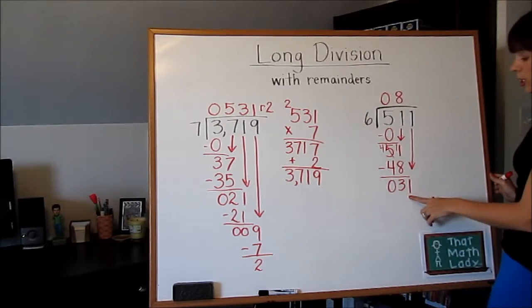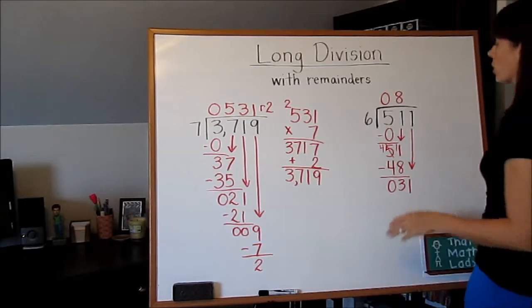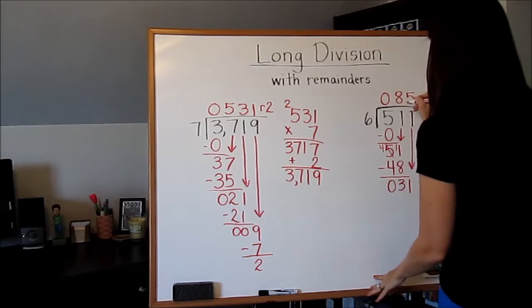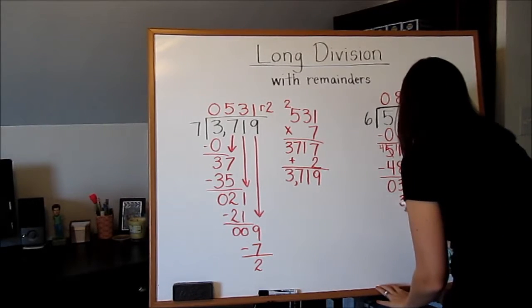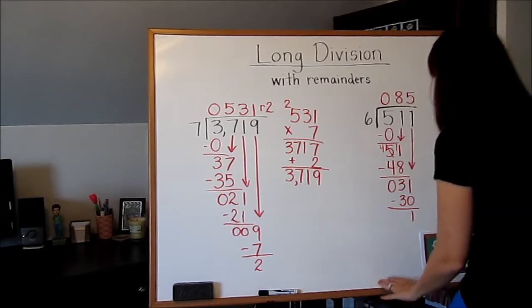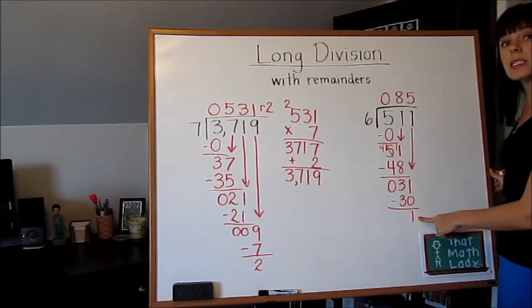And I'm going to divide 31 by 6. 6 goes into 31 5 times without going over. 5 times 6 is 30. So I'm going to subtract 30 from 31, which gives me 1. And since I don't have any other numbers to bring down, I know that that 1 is my remainder.